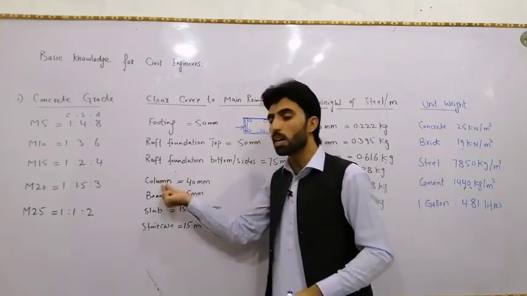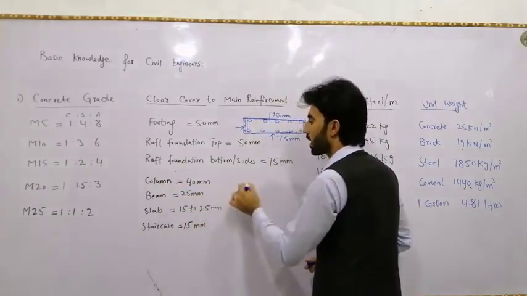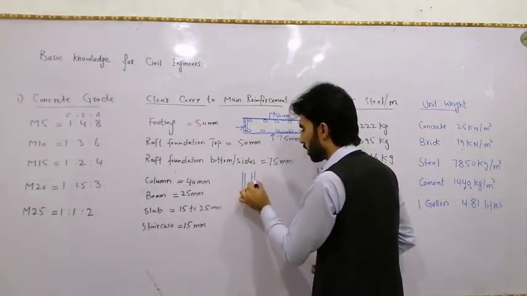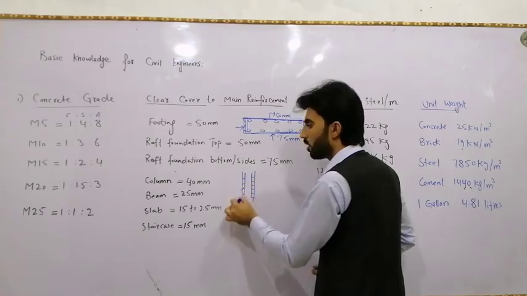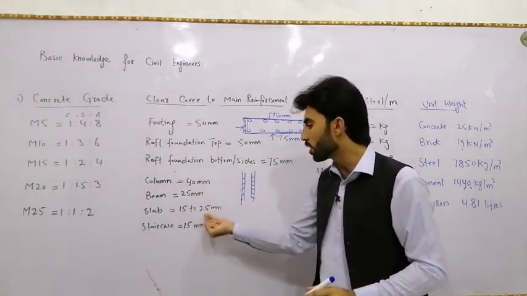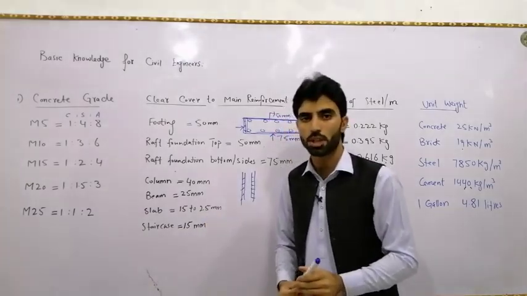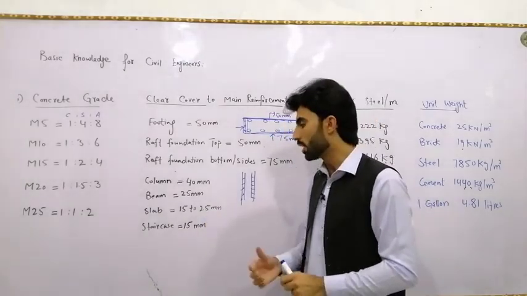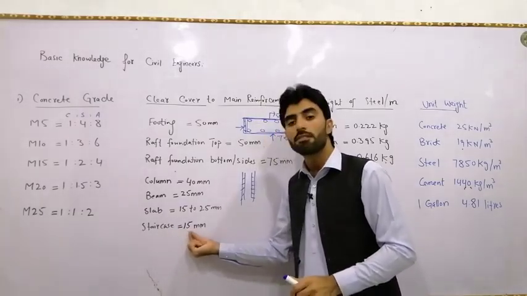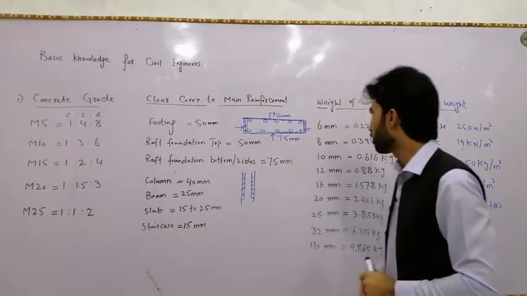And now for the column we have to provide clear cover. This is a column, these are steel, and this cover should be 40 millimeter. For beam it should be 25 millimeter, and for slab we have to provide 15 to 25 millimeter concrete clear cover. For staircase, it will be 15 millimeter. These are very important.